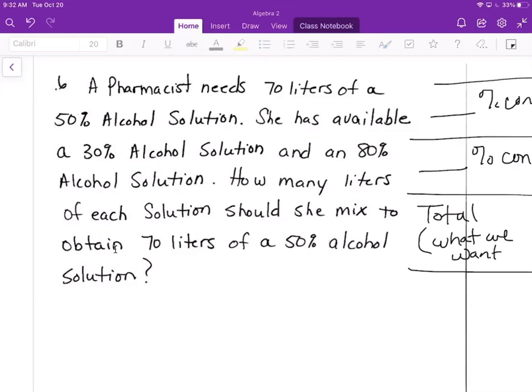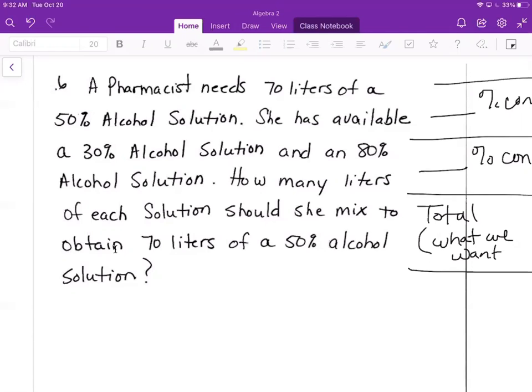A pharmacist needs 70 liters of a 50% alcohol solution. She has available a 30% alcohol solution and an 80% alcohol solution. How many liters of each solution should she mix to obtain 70 liters of a 50% alcohol solution? Now, I've gone ahead and set up a table, and you can use this table on any type of these problems where you're mixing percentages of solutions to try to make a total volume solution with a specific percent concentration.